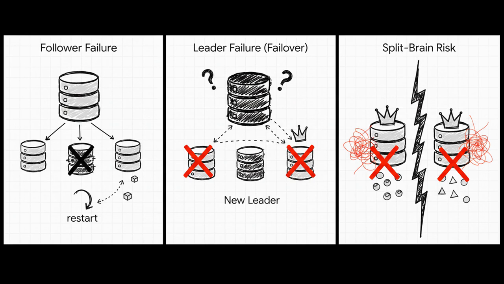Now this is where it gets dicey. Handling failures. If a follower goes down, honestly, not a big deal. It just comes back online and asks the leader for whatever it missed. But if the leader fails, now we're in a high-stakes situation called failover. The whole system has to agree the leader is dead, elect a new one, and then reroute all the write traffic. It's a really delicate process. And if it goes wrong, you can get something called split brain, which is just as bad as it sounds. That's where two different nodes both think they're the leader, and they start accepting writes independently. You end up with two conflicting versions of reality, and cleaning that mess up is a nightmare.